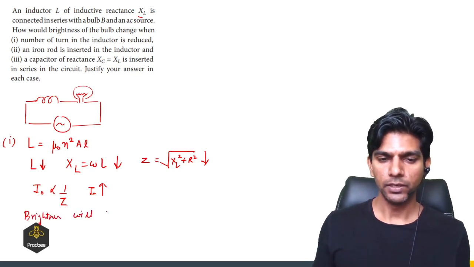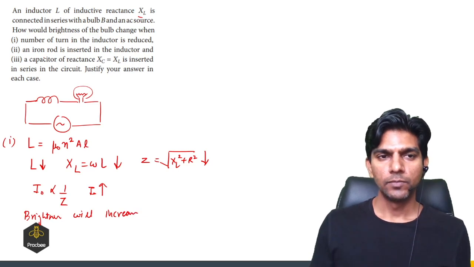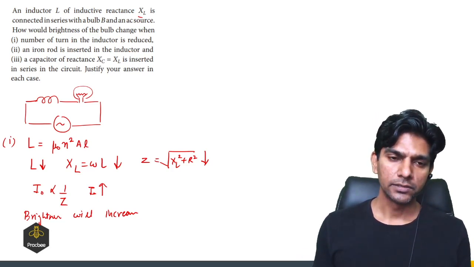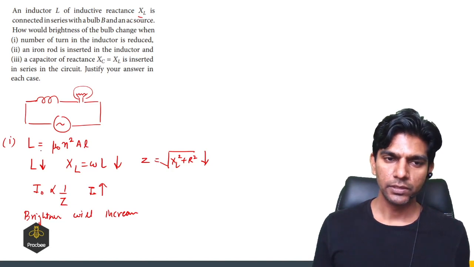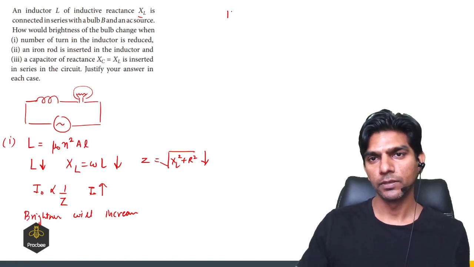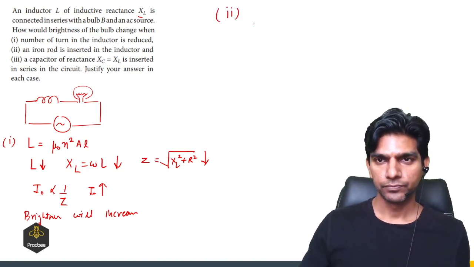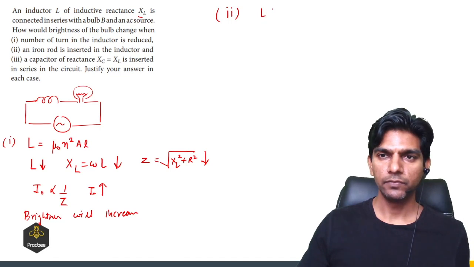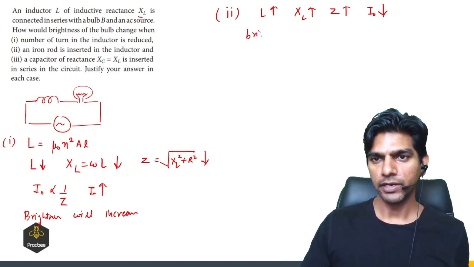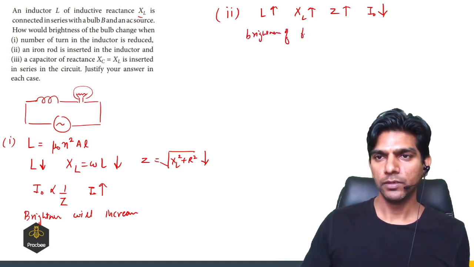Second, an iron rod is inserted in the inductor. So when we insert an iron rod, which is a magnetic material, the inductance is directly proportional to the permeability. So the permeability will increase, so inductance will increase. So in the second case, L will increase, so XL will increase, so impedance will increase. So current will decrease. As current is decreasing, brightness will decrease. So we can say the brightness of the bulb will decrease.